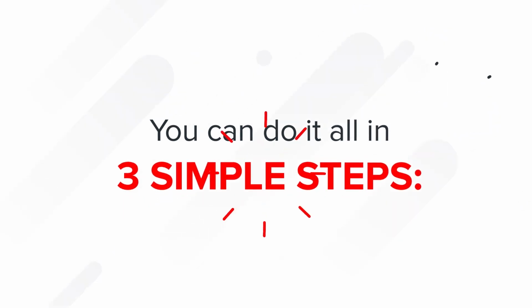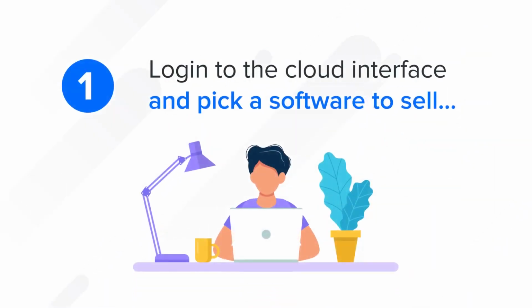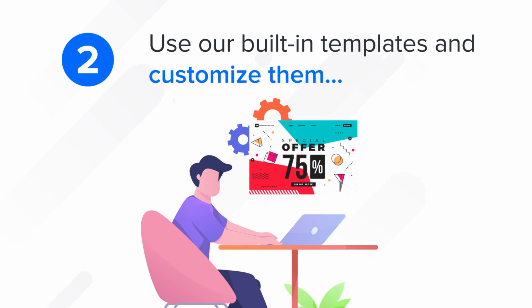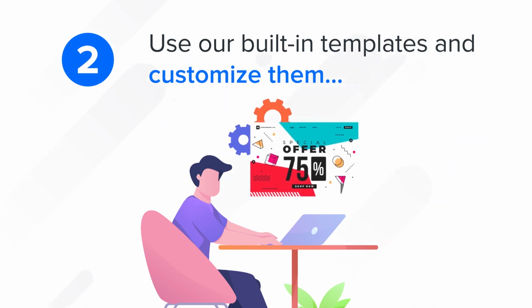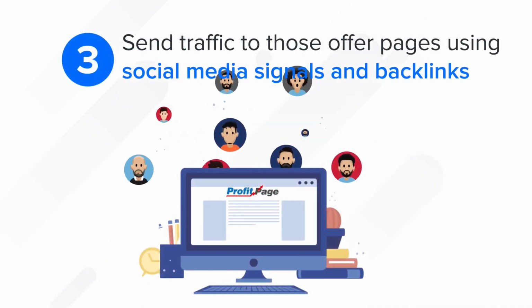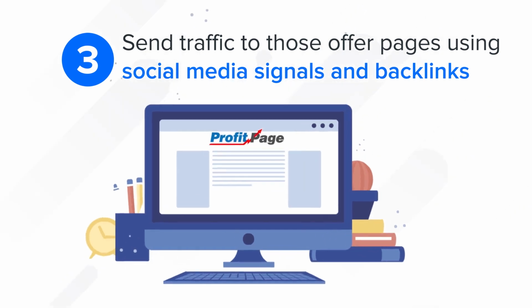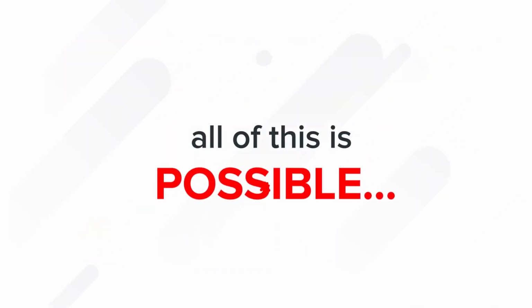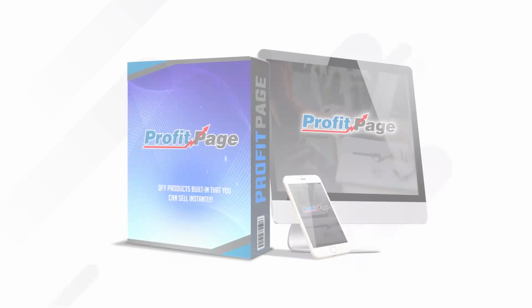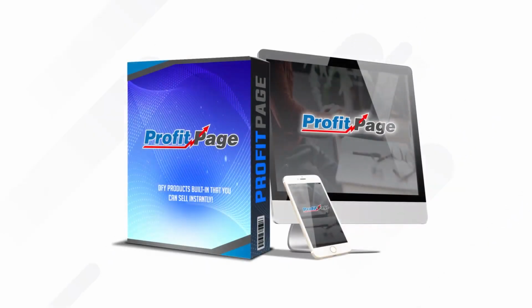You can do it all in three simple steps. Step number one, log into the cloud interface and pick a software to sell from the dozens included. Step number two, use our built-in templates and customize them with your own buy buttons before you publish and make them live. Step number three, send traffic to those offer pages using social media signals and backlinks with the push of a button. All of this is possible and is done for you by ProfitPage. What more could you wish for?